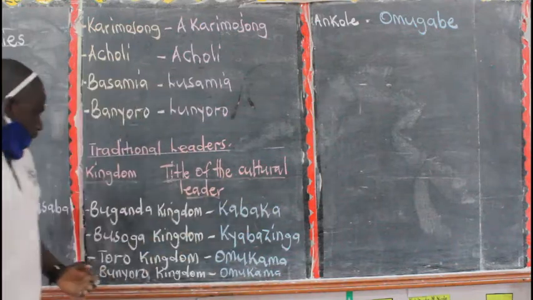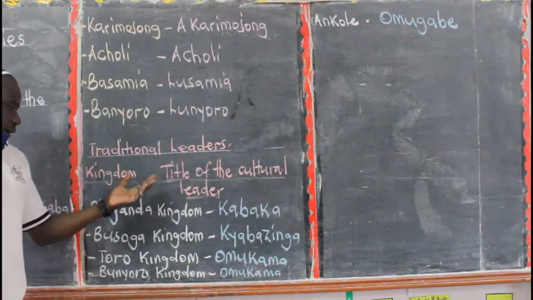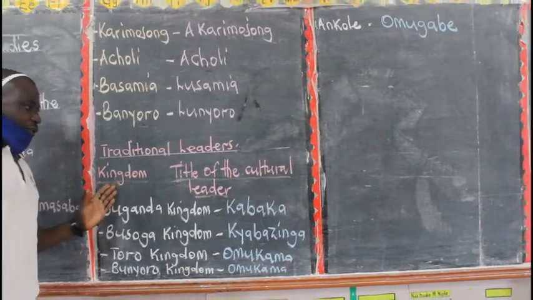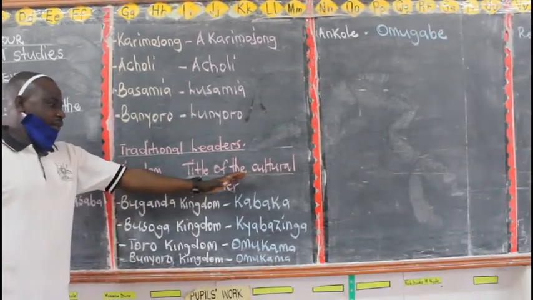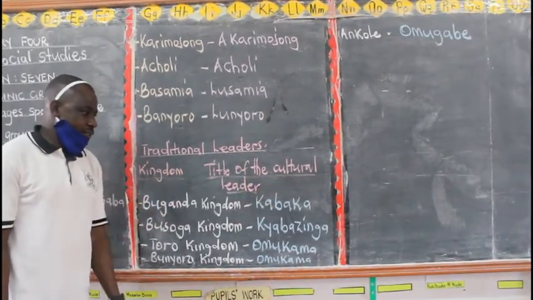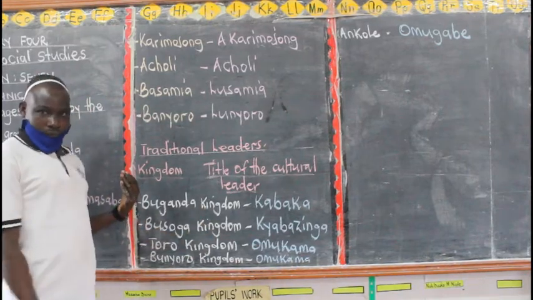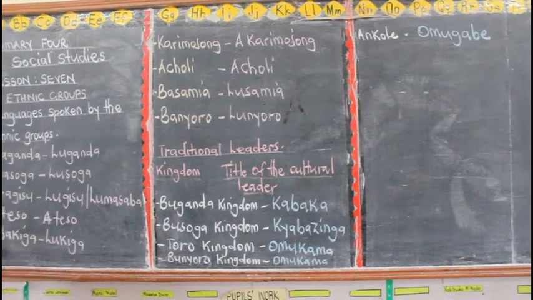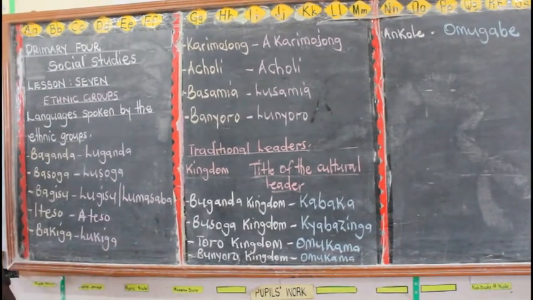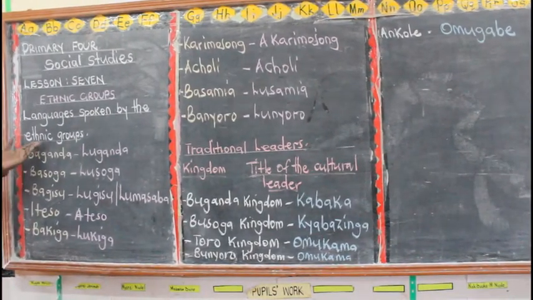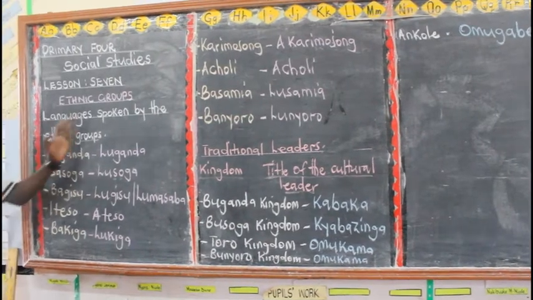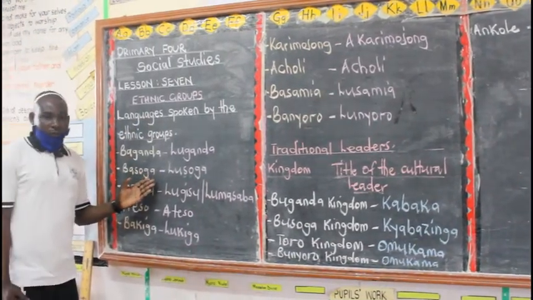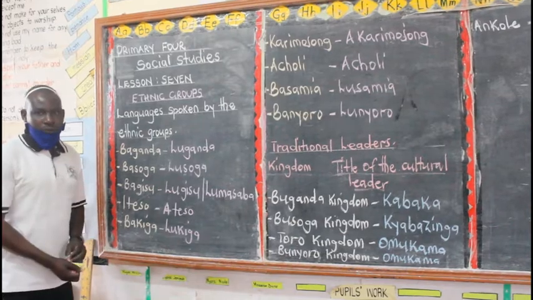So after looking at the kingdoms and the titles of their cultural leaders, we can go through and check. We began with the languages spoken by the ethnic groups in Uganda, but I said that I've given you a few, then you can also add on.